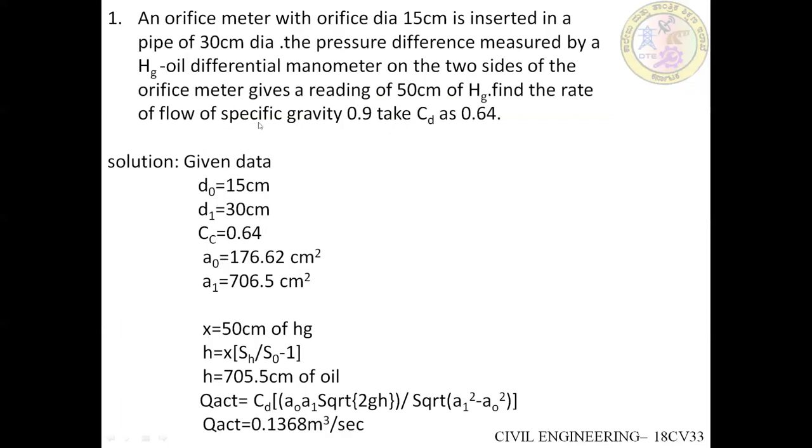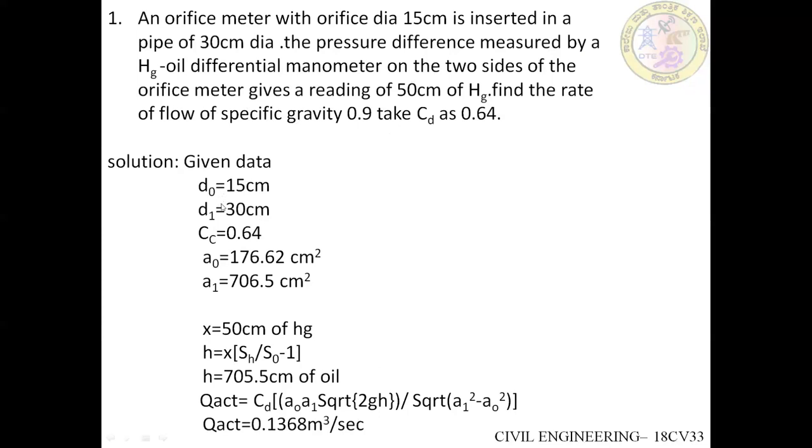So this is the problem on the orifice meter. An orifice meter of diameter 15 centimeter is inserted in a pipe of 30 centimeter diameter. The pressure difference measured by a mercury oil differential manometer on the two sides of the orifice meter gives a reading of 50 centimeters of mercury. Find the rate of flow of oil of specific gravity 0.9. Take CD as 0.64.